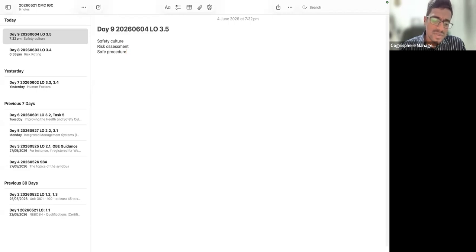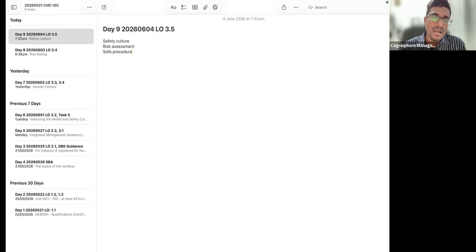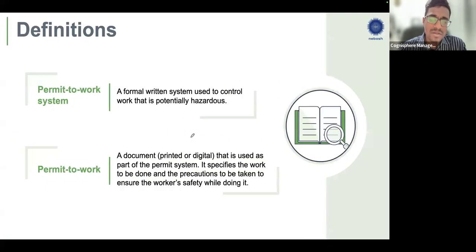So risk assessment, yes, we identify the risk and controls, and then we develop a procedure, we train people on the procedure, and we monitor the effectiveness of the procedure. But other than this, there are certain high risk tasks that require additional measures to be taken. So that is implemented through the permit to work system.